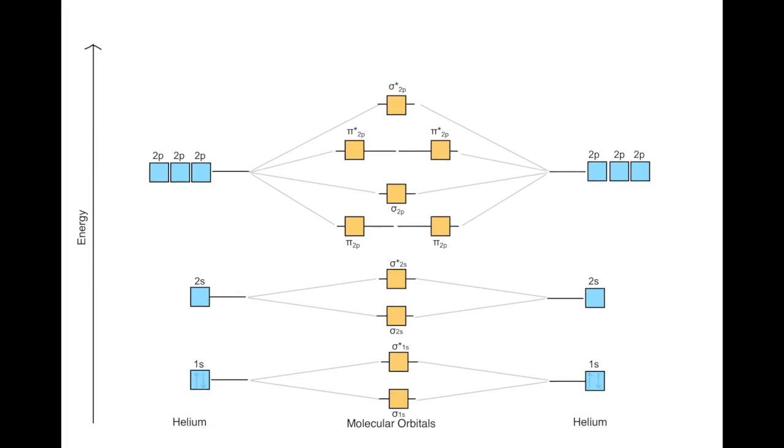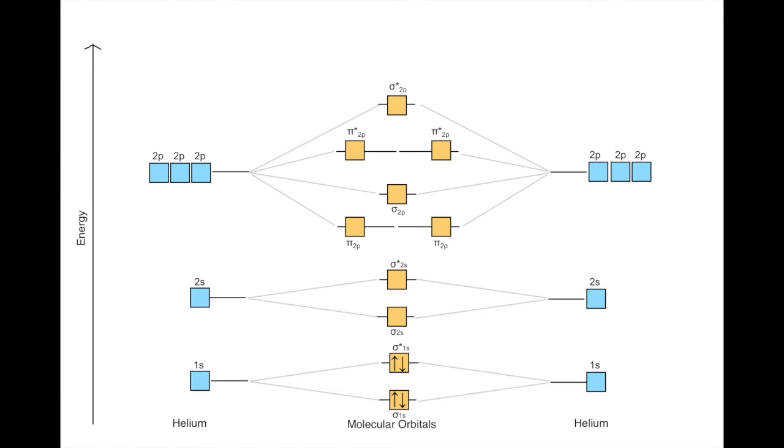For helium, we have a different story. 2 electrons move into the bonding orbital, but the remaining 2 electrons need to occupy a higher energy level antibonding orbital if the molecule forms, so helium will not form a diatomic molecule.